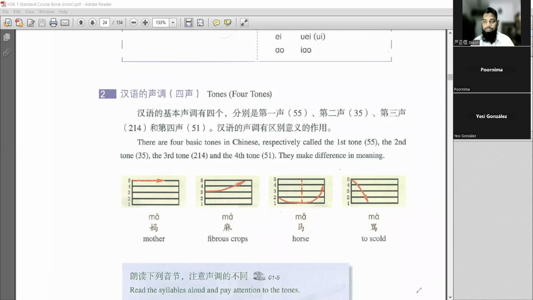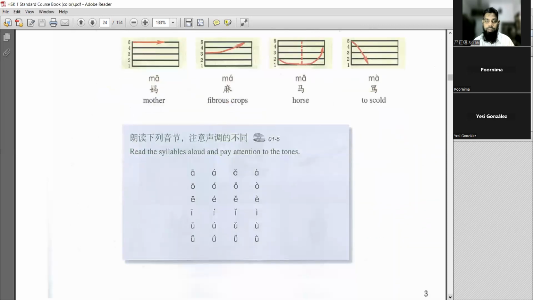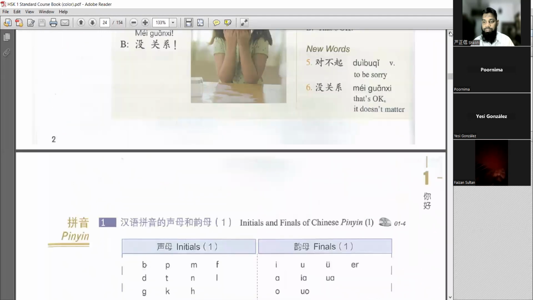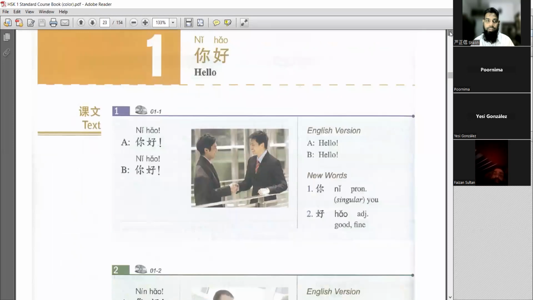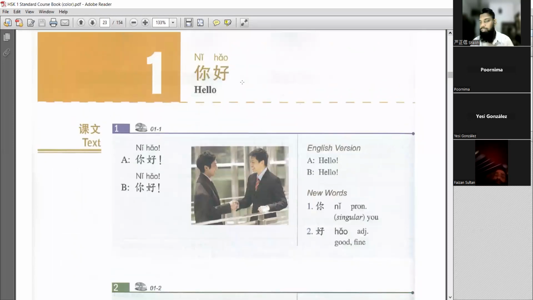So after these tones, we also had this exercise, and I have sent you the audio of this exercise. And after this, we have studied some of the characters. This was the title of chapter number one. The title of chapter number one was Ni Hao.